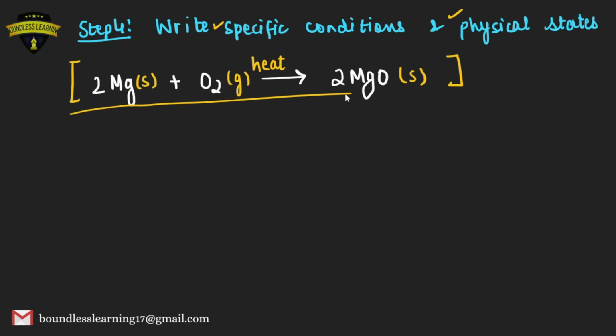This is the final balanced chemical equation. This was the most important topic of this chapter. Next one is types of chemical reactions.